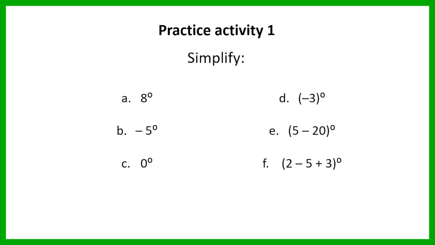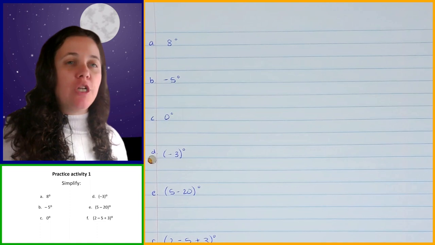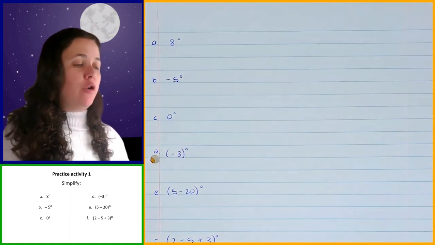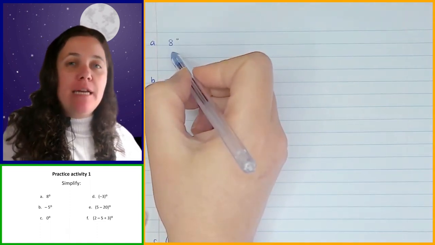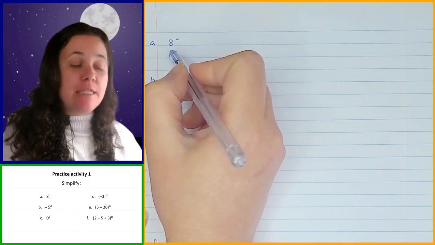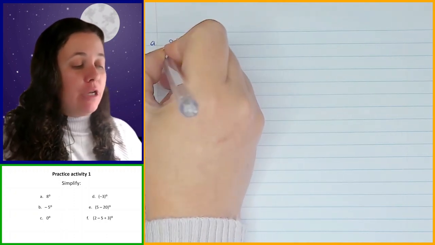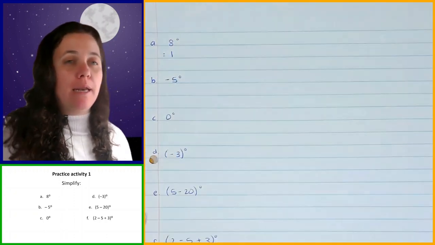Okay, let's go through each of those examples. In question A, we had 8 to the power of 0. First, we check if the base is non-zero. In this case, it is. So my 0 exponent makes that equal to 1.